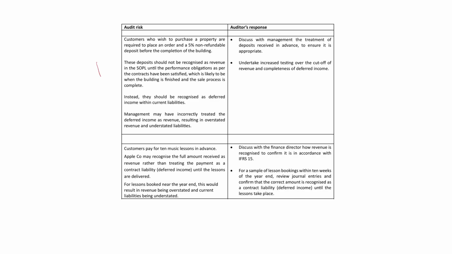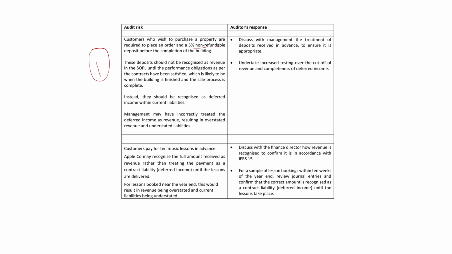Now, let's look at a few examples, starting with the first one. Customers who wish to purchase a property are required to place an order and a 5% non-refundable deposit before the completion of the building needs to be given. Now, if the performance obligation has not been fulfilled, you cannot recognize revenue. That's the basic concept you have to keep in mind. And that's exactly what we're going to write over here.